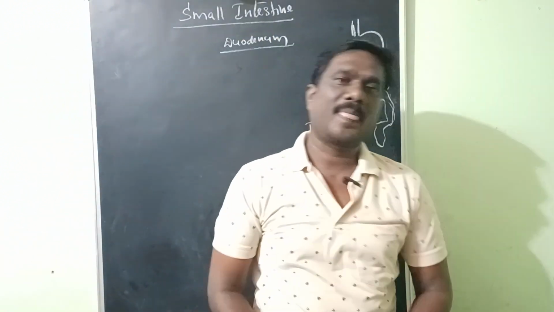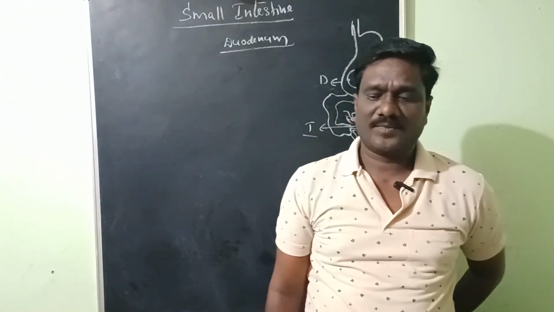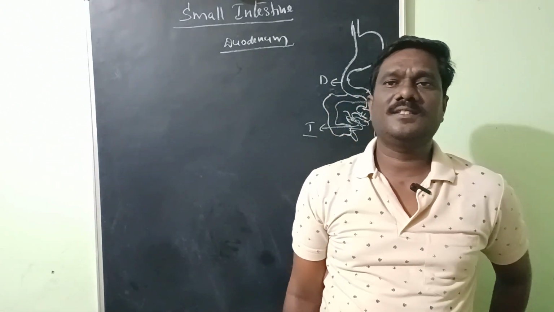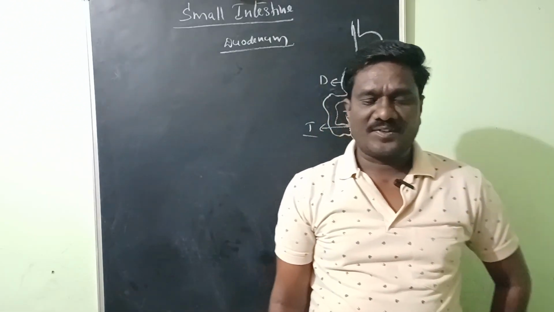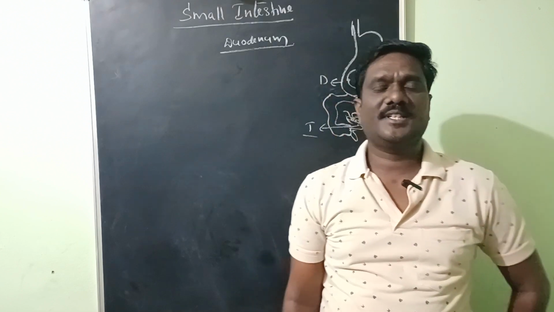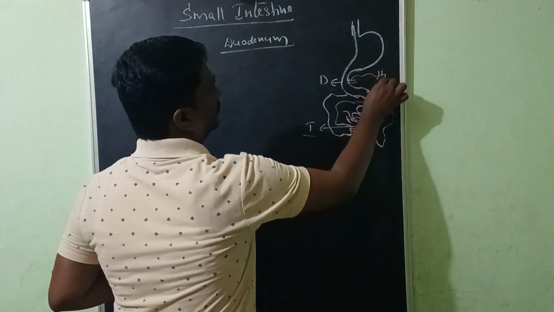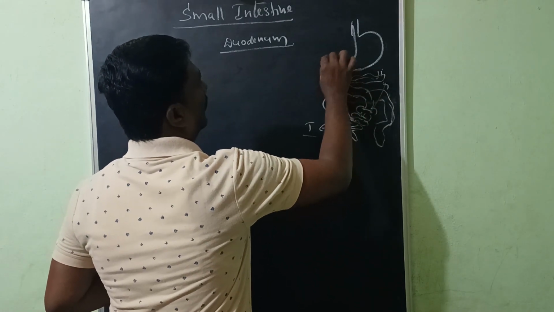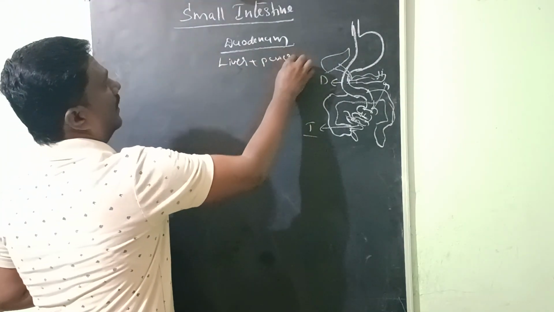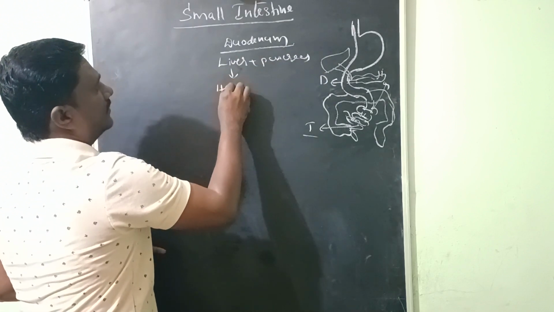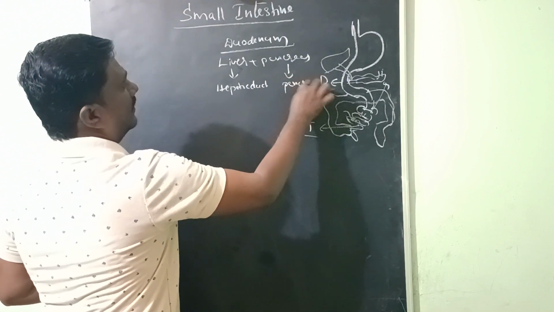Duodenum. After the stomach, food reaches a C-shaped structure. That is the duodenum. In the duodenum, the food is mixed with secretions from the liver and pancreas. From the liver, there is the hepatic duct. From the pancreas, the pancreatic duct.